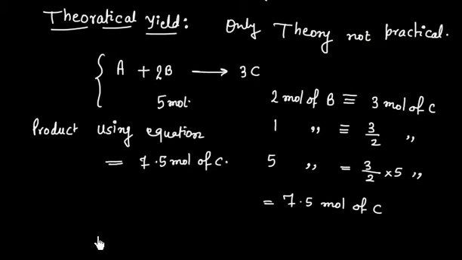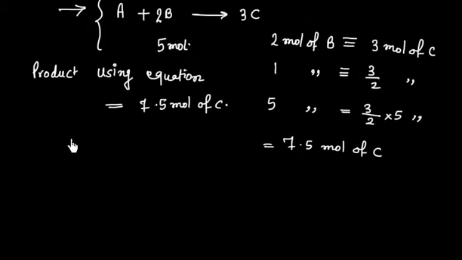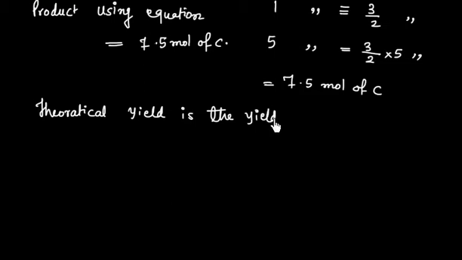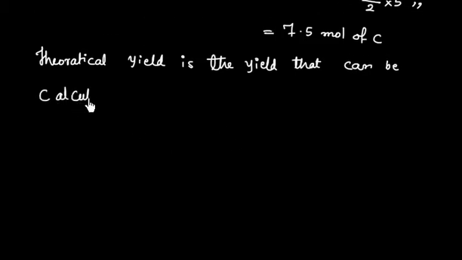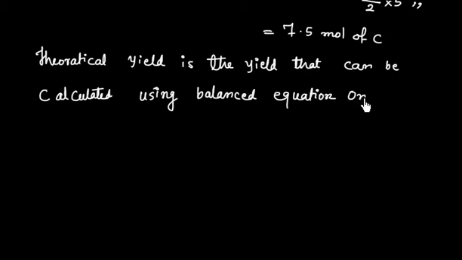This kind of yield that can be calculated on paper, that can be calculated using the theoretical equation, that can be calculated using the balanced equation, is called theoretical yield. So what is the meaning of theoretical yield? Theoretical yield is the yield that can be calculated using the balanced stoichiometric equation on paper. Are you getting it or not? This is your theoretical yield.